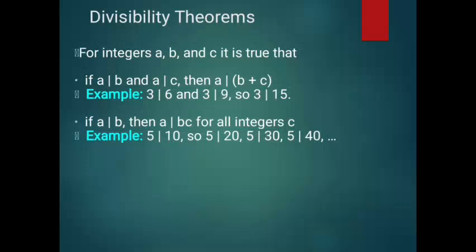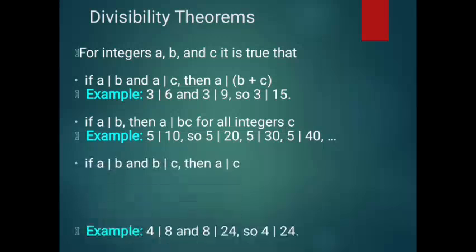If a divides b, then a divides bc for all integers c. For example, 5 divides 10, so 5 divides 20, 5 divides 30, 5 divides 40, etc.